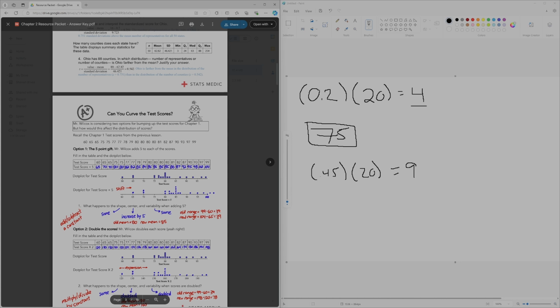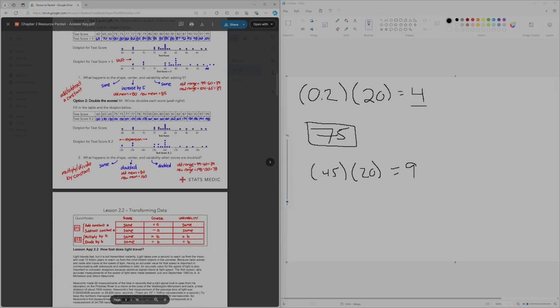Okay. Let's see, is this mentioned too much? Doesn't look like it.